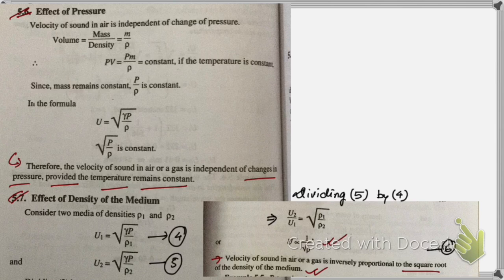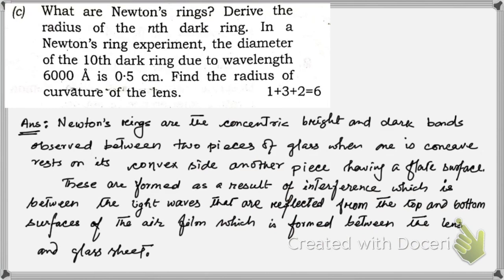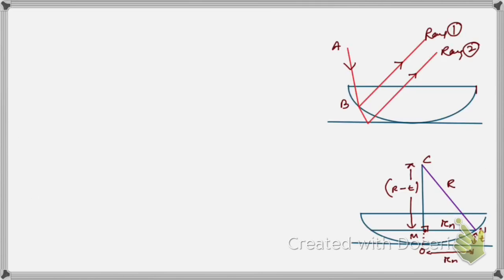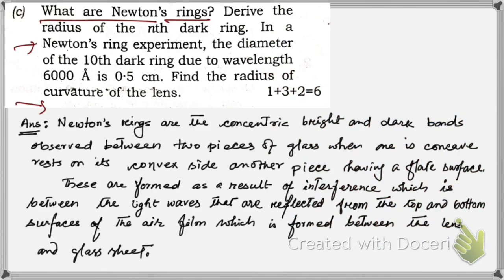So now let me go to the next part. Here is the next question: what is the Newton's ring? I have already written it here, so read it, and let me go to the numerical part. But before going to that, let me derive the radius of nth dark ring in the Newton's ring experiment. So let me show you.